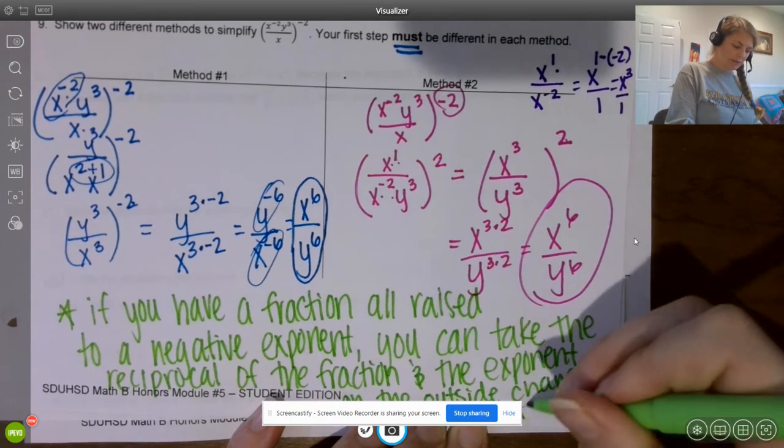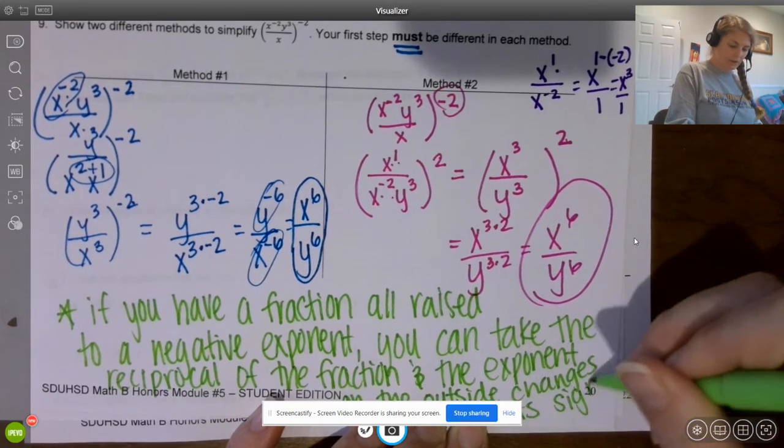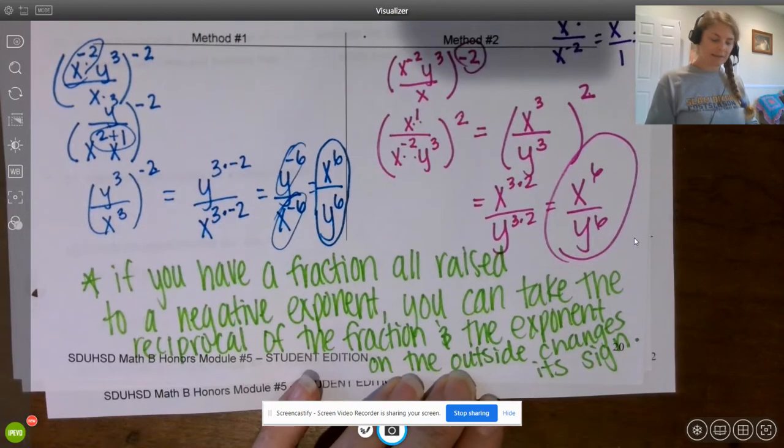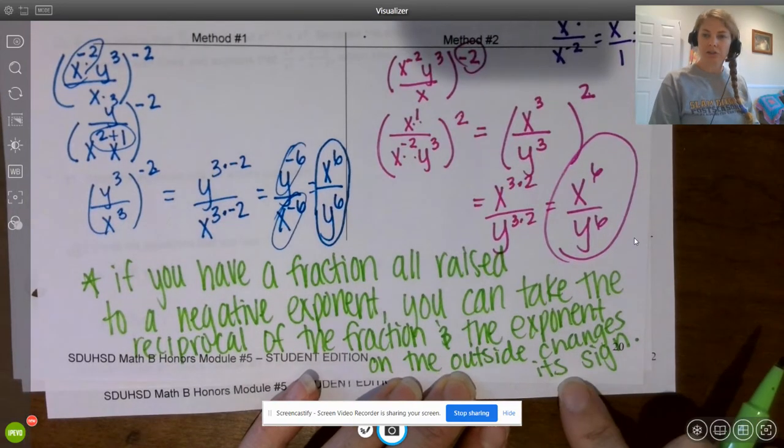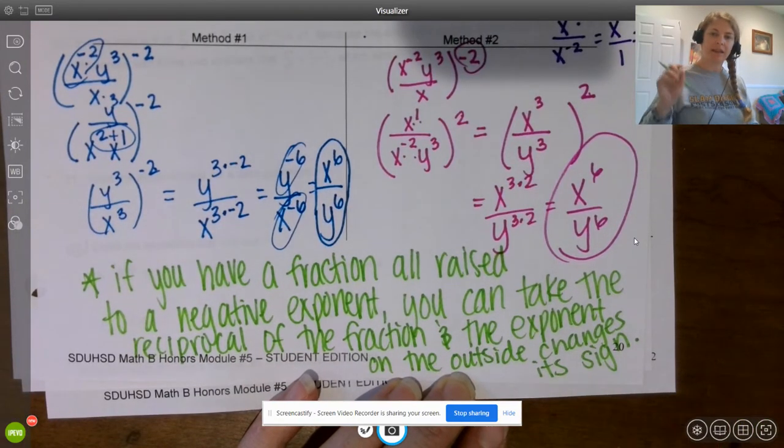Changes its sign. Do you know its, possessive its, doesn't have an apostrophe like its sign because its is it is? It's one of those weird English rules. Okay, hey, we're in math class.